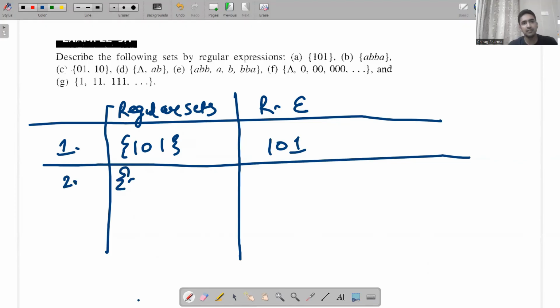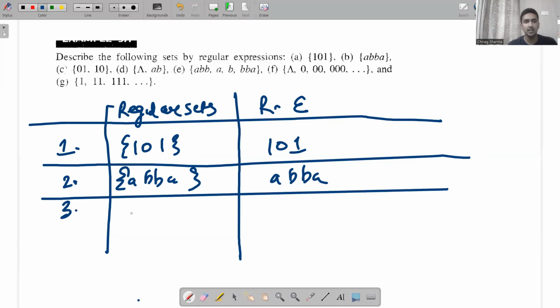Secondly, the second question is given as ABBA. A is concatenated with B, concatenated with B, concatenated with A. So the answer of the regular expression would be ABBA. Now the next question is very simple. There is a question given as 01 comma 10. Whenever a comma is applied in a regular set, it is written with a plus in the regular expression. So the answer would be either 01 or 10. This is the whole scenario.